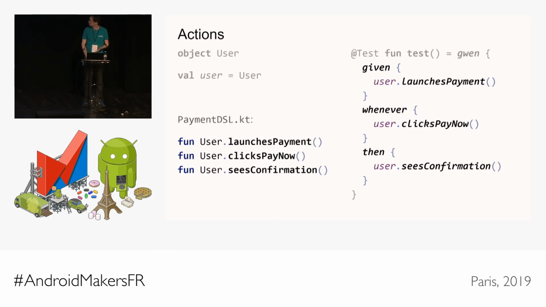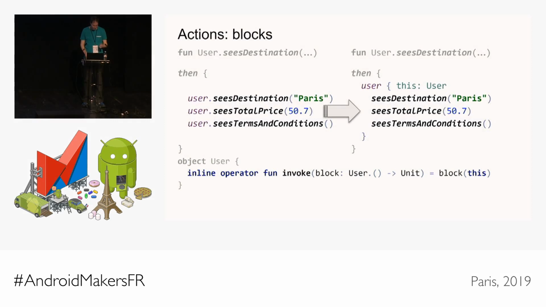We can have multiple of those assertions. On the left, you can see that there are multiple assertions being checked, and we repeat the user dot multiple times. We can help this by making the user invocable. That means that if you have an instance of a user, you can invoke it as a function, and that function gets a functional parameter, and there is an implicit receiver there for the user, so you can call it without qualification.